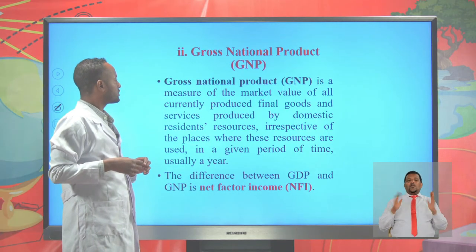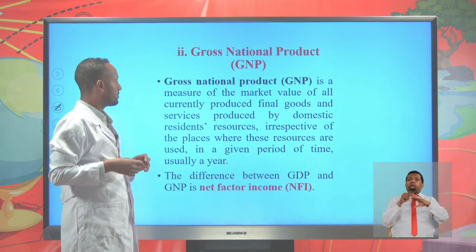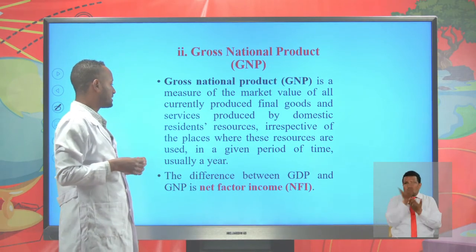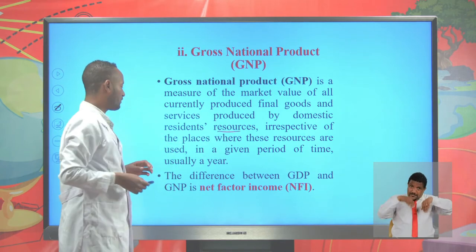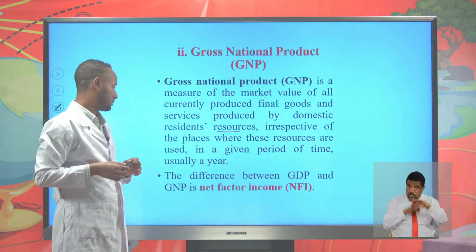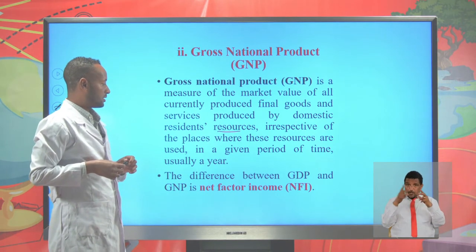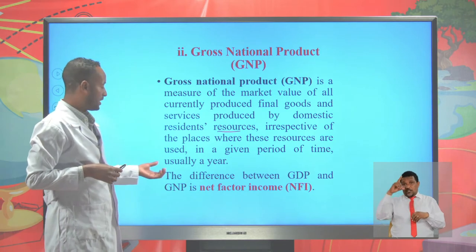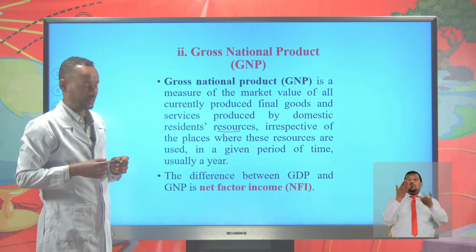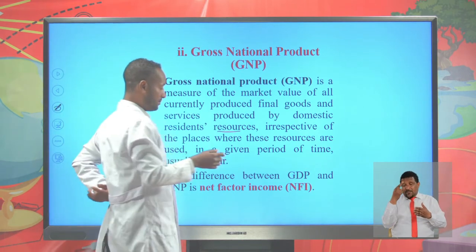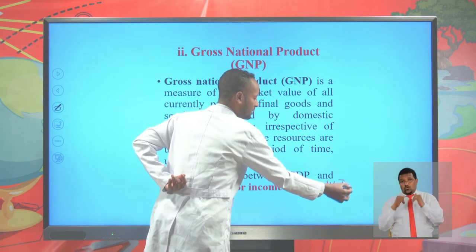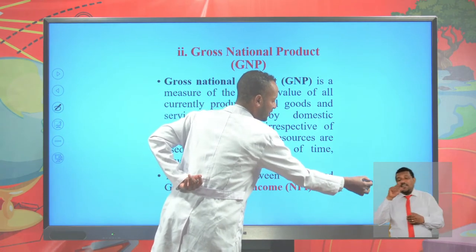Now let's rush to the gross national product, or GNP. GNP is a measure of the market value of all currently produced final goods and services produced by domestic residents' resources, irrespective of the places where these resources are used in a given period of time, usually a year. The difference between the GDP and GNP is the net factor income. The net factor income is the difference between the factor income received and the factor income paid. That means the NFI is always equal to the factor income received minus the factor income paid.